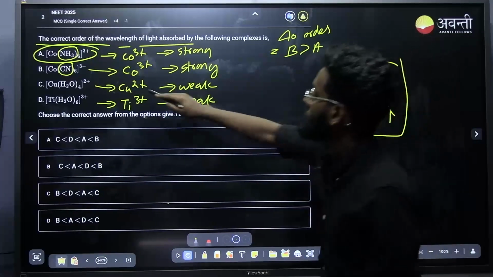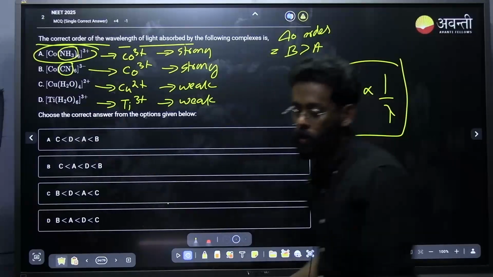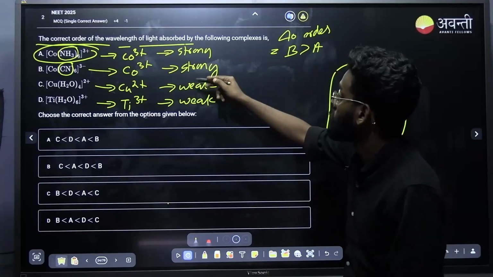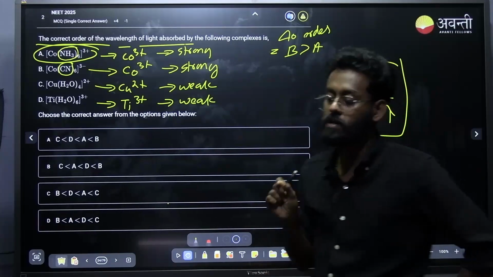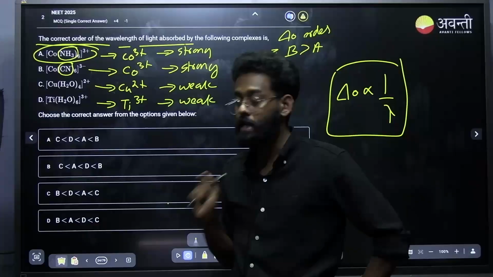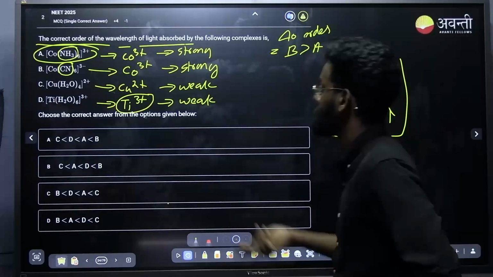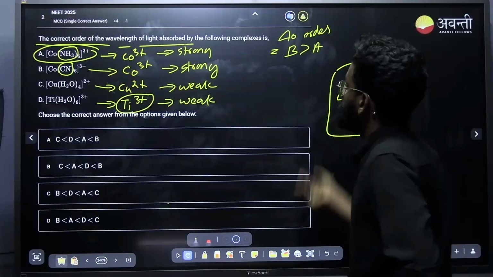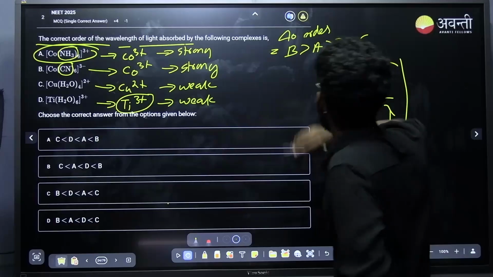Then what about C and D? C and D both are weak, both have the same ligand, H2O. Among these, which is stronger, Cu2+ or Ti3+? That also I have mentioned. Ti3+, very good, because the higher the oxidation state, the higher will be the splitting energy. So then comes D, then comes C. This is the delta O order.